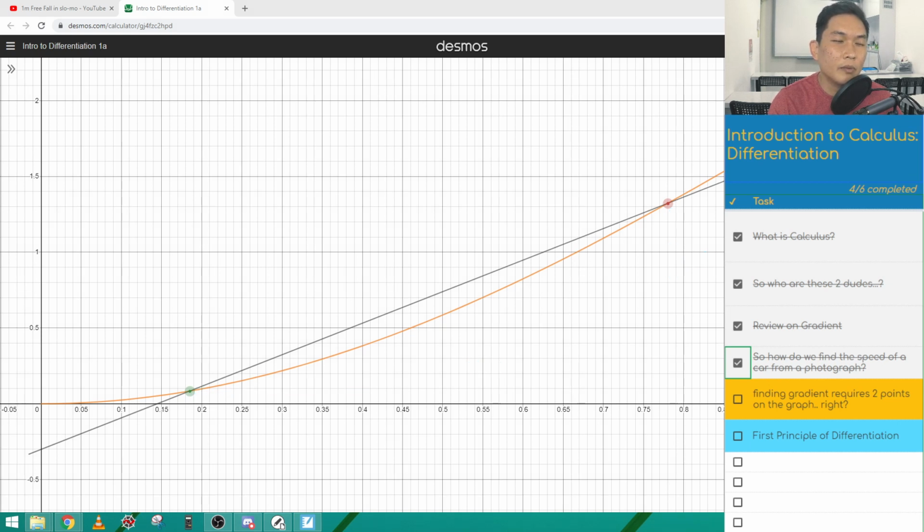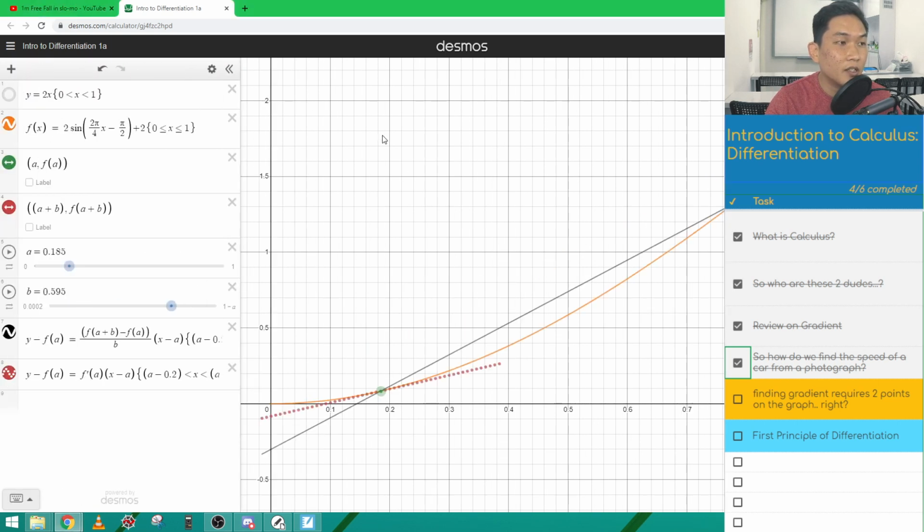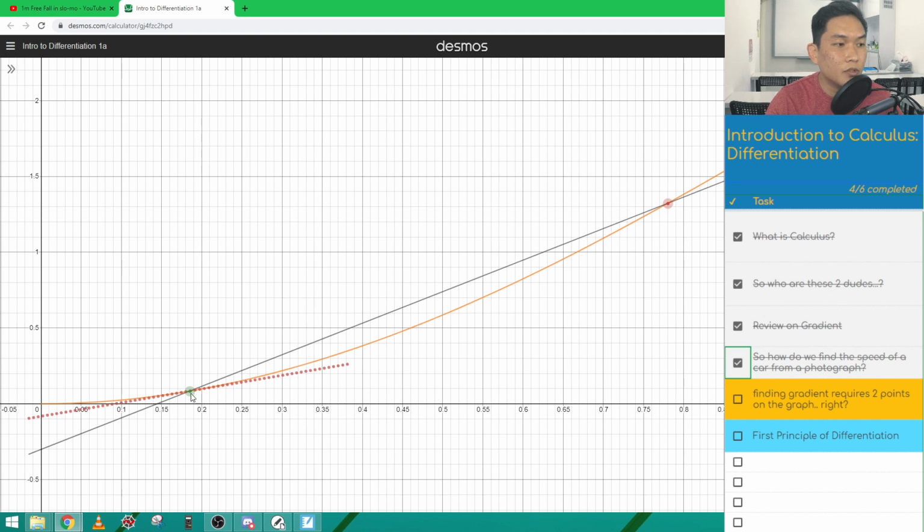Then you ask yourself, hey, wait. I'm supposed to find the slope of what? I'm supposed to find the slope of the tangent line, remember? Okay, so I've also plotted out the tangent line on Desmos. So you can see, can you see that the tangent line, the red dotted line, the slope is not the same as the black one? So even if you use 2 points on the orange graph itself, that is not a good approximation for the gradient of the green point, the tangent line at this green point, isn't it?